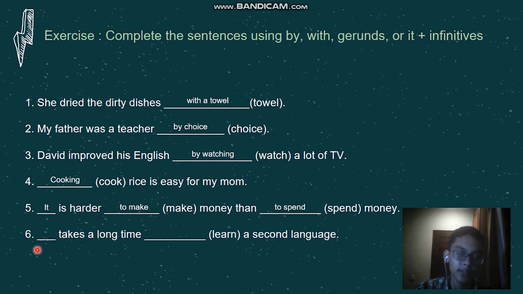And then the sixth sentence is: blank takes a long time blank learn a second language. Here the subject is also referring to this verb, so we will be using it plus infinitive. It takes a long time to learn a second language.